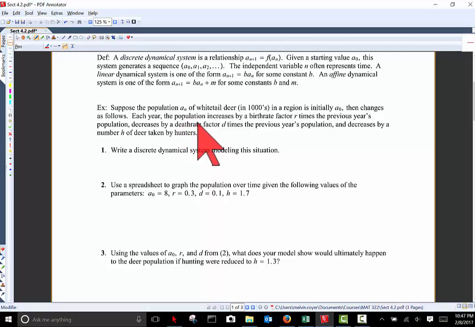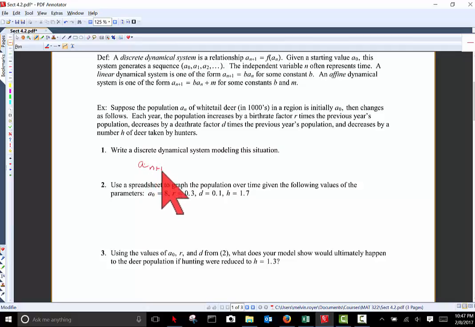And from biology, we're told that the population increases by a birth rate factor times the previous year's population. It also decreases by a death rate factor times the previous year's population. That's natural death. And then the population decreases by a fixed number h each year. That represents a number of deer taken by hunters. So we want to write a dynamical system modeling this situation.